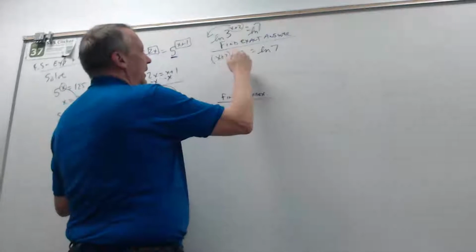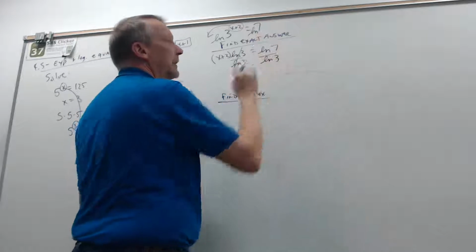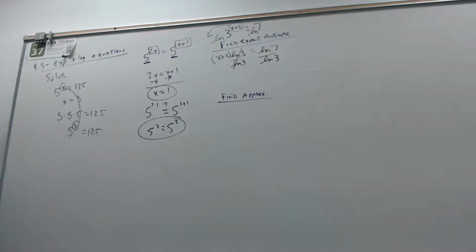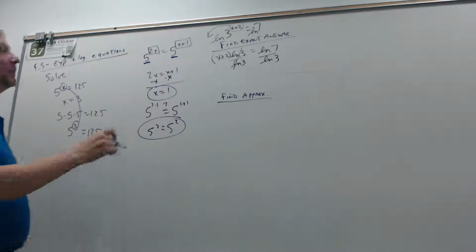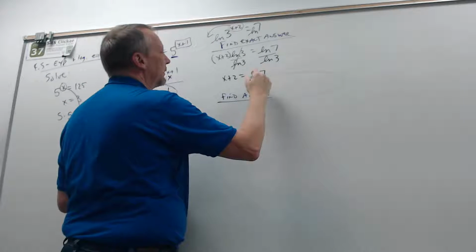So if I divide by the ln of 3, that's going to go away. Can I cancel the ln's? No. Some of you are going to make that mistake. Don't do it. I'll smack your hands. Don't cancel the ln's. Can't do it. I'm left with x plus 2 equals the ln of 7 over the ln of 3.